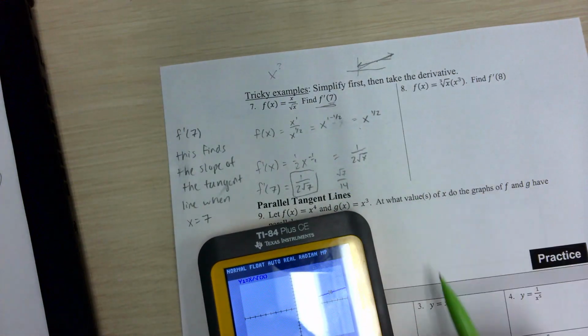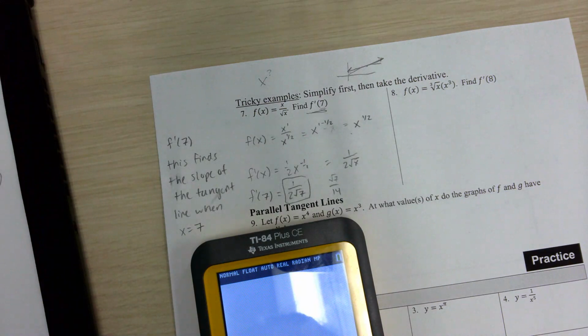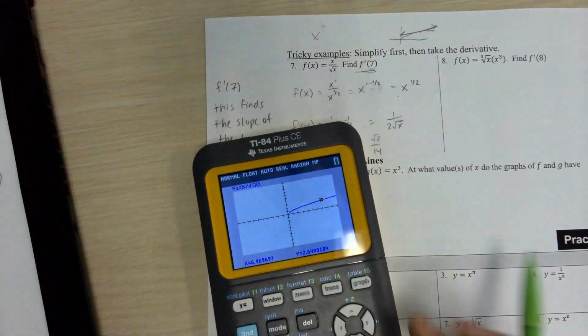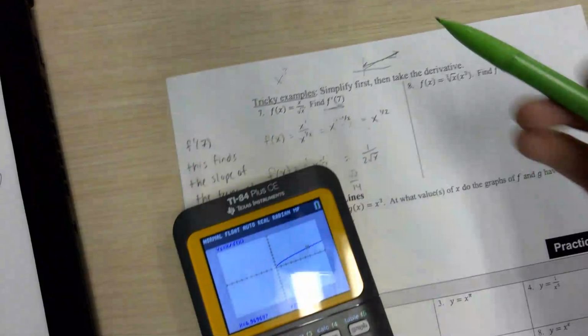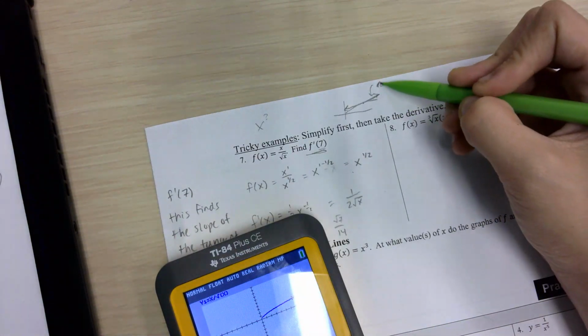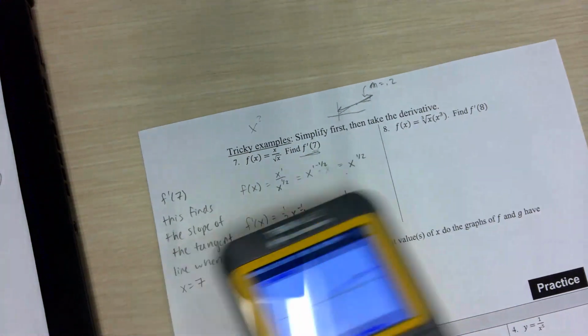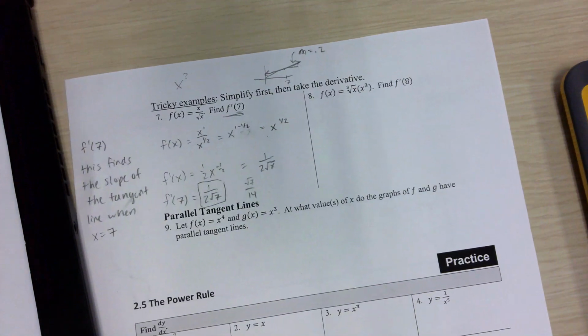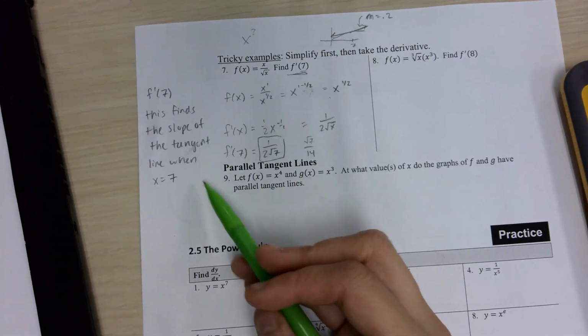So if I look, 1 divided by 2 root 7, that is 0.2. So if we look at this graph, at 7, this slope right here is 0.2. So, right, the slope of the line is 0.2. M equals 0.2. And this is 7 right here. So that is the whole point of the derivative. It's finding the slope of the tangent line.